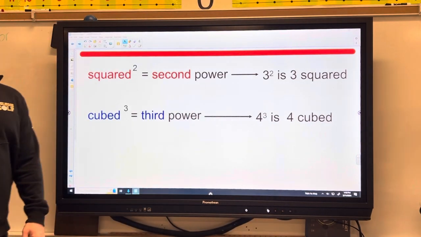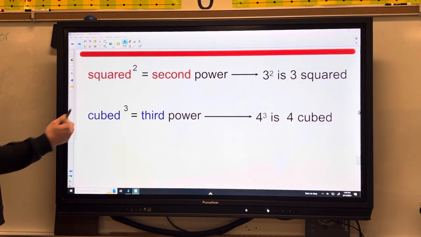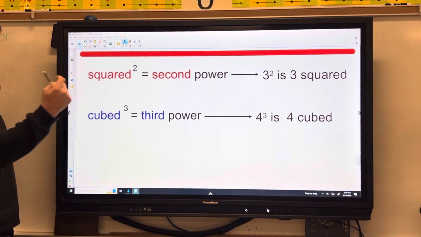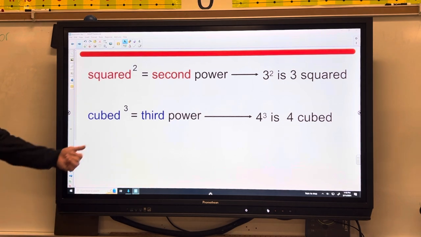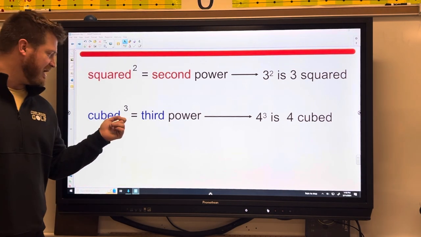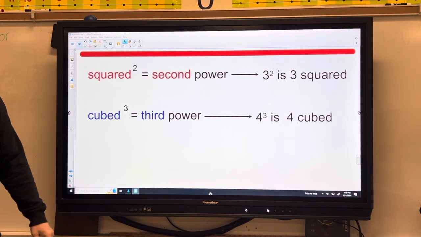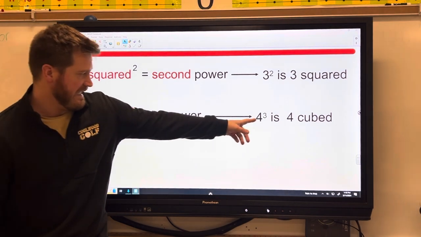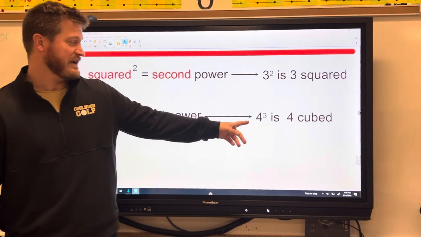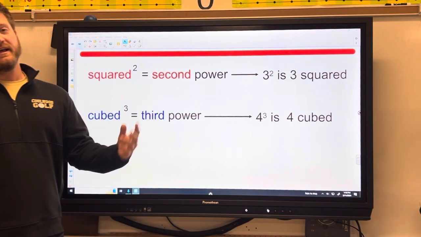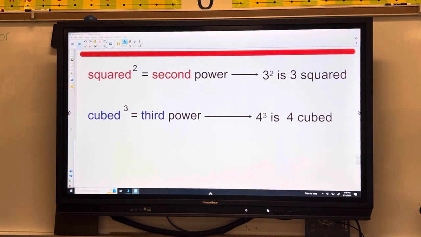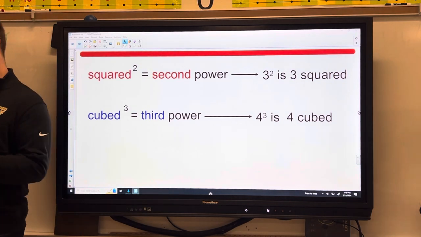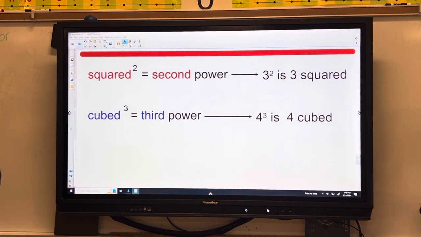And then just like we've seen in volume before, the cube is the same number 3 times, length, width, and height. Squared is just length and width. It's the same number over and over. Cubed is to the 3rd power. It has an exponent of 3. So if you see something cubed, it has an exponent of 3. 4 to the 3rd power is more commonly known as 4 cubed. Pause the video. Once you got it written down, you can move on to the next slide.